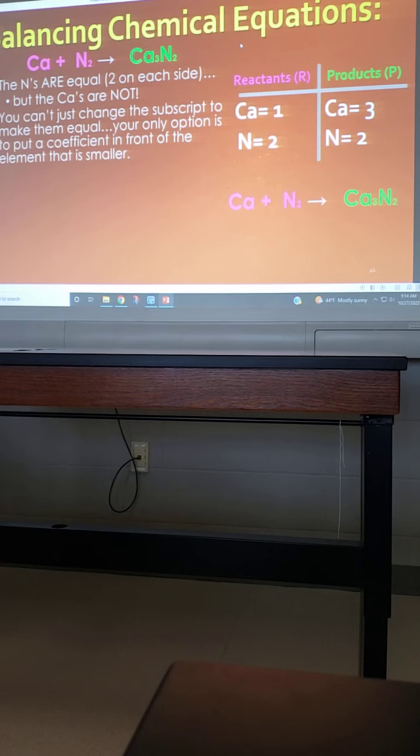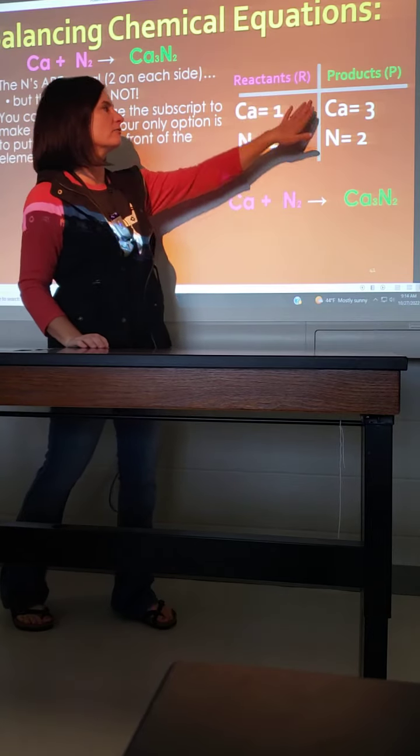And so we can't just change the subscript and make this a 3 up here to make it right. So our only option is that we put a coefficient out front. And we're going to put the coefficient on the side that is smaller. So which side is smaller? The reactant side for the calcium or the product side? What do you think, Egypt? Which side is lower for calcium?